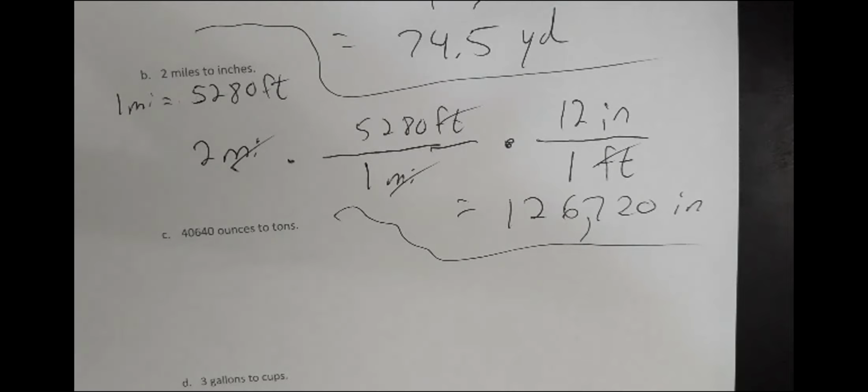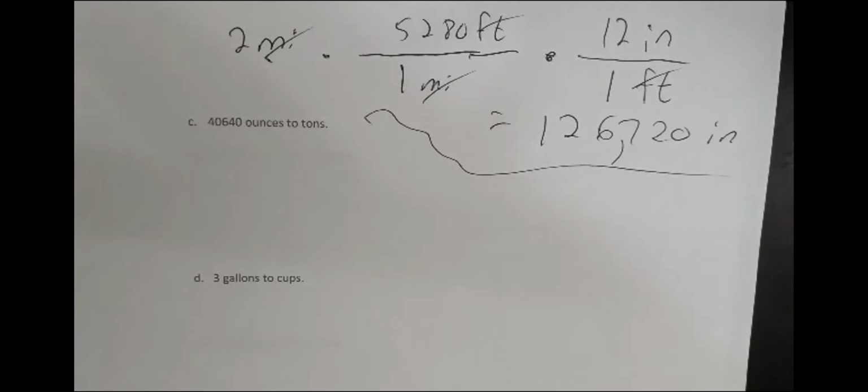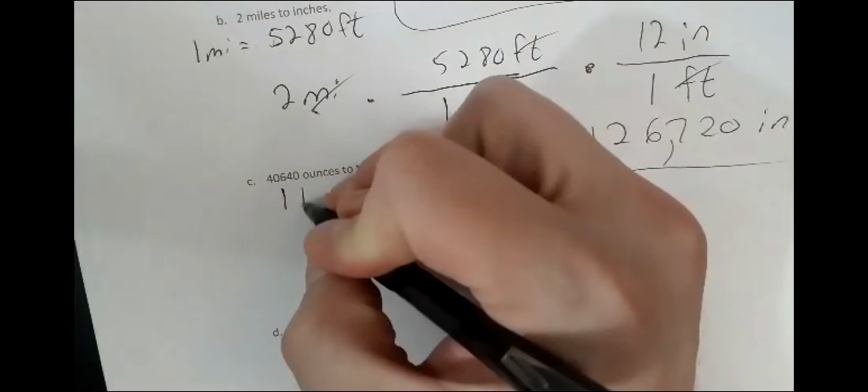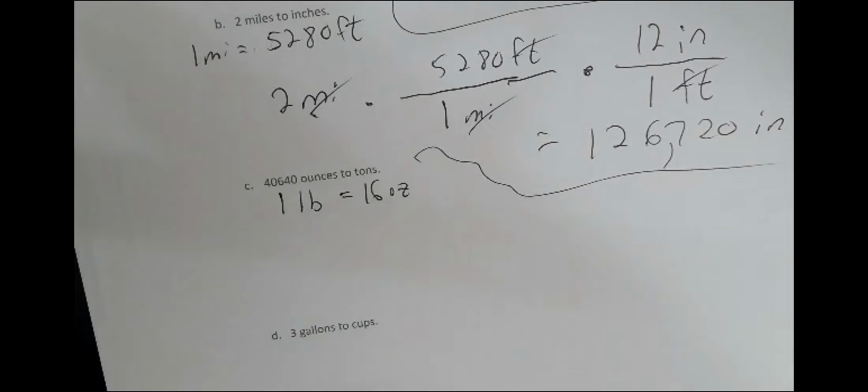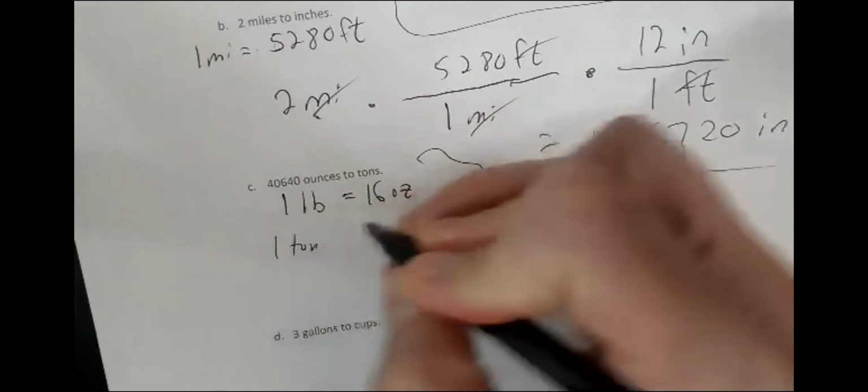46.40 ounces to tons. So I'm starting out with a really small measurement, and I'm going to a large measurement. It should be getting smaller. What do they give me? 1 ton is 2,000 pounds. 1 pound is 16 ounces. There we go. I knew that one. 1 pound is equal to 16 ounces. I know 1 ton is 2,000 pounds.